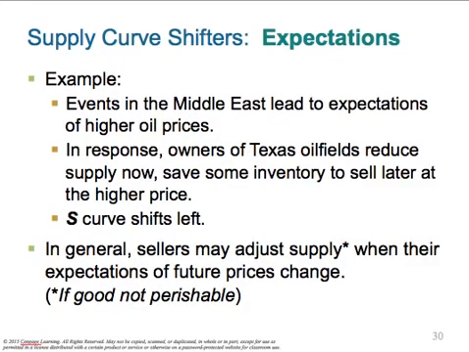Another supply curve shifter is expectations. A good example is events in the Middle East leading to expectations of higher oil prices. In response, owners of Texas oil fields reduce supply now and save some inventory to sell later at a higher price. So the supply curve decreases, it shifts to the left.